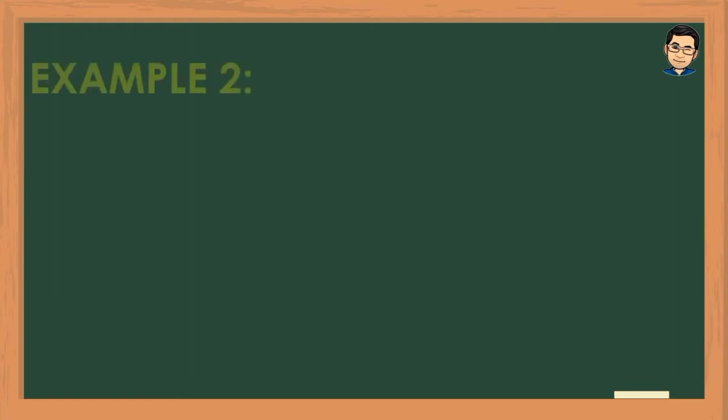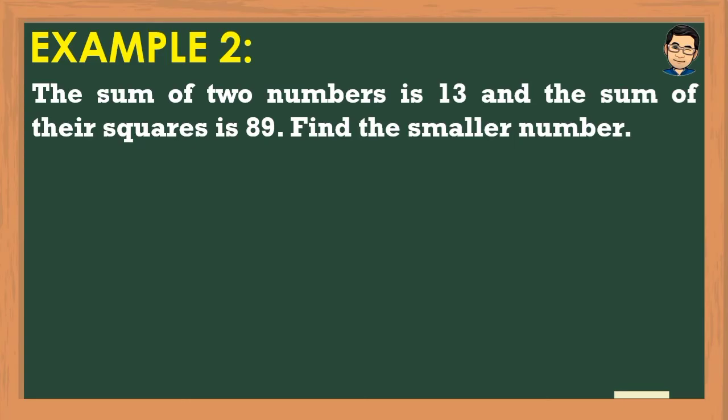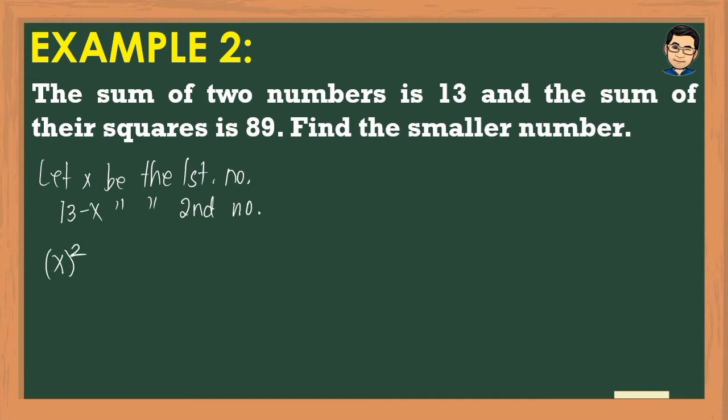So for our next problem, the sum of two numbers is 13 and the sum of their squares is 89. Okay, so ang kanyang representation, let x be the first number. And then 13 minus x naman be the second number. And then yung equation natin magiging x, the quantity x squared plus the quantity 13 minus x squared equals 89.